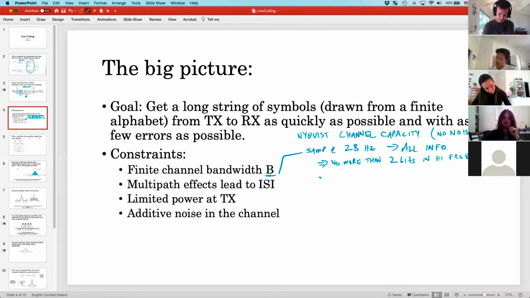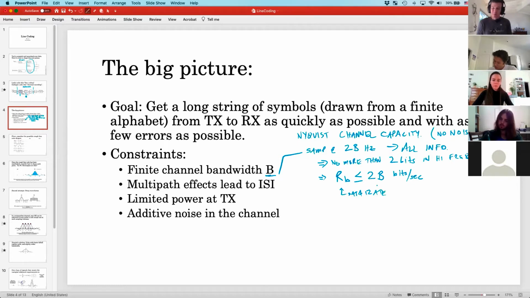And so this gives us a maximum data rate based on a bandwidth. Your data rate, R_b, is no more than 2B bits per second. And this comes purely from Nyquist's sampling theorem. Okay. So what was the assumption? Any questions on that? It's pretty straightforward, but it does require you to think about connecting bits to sampling, which we haven't really stressed so far.